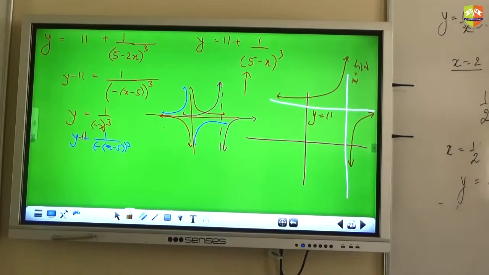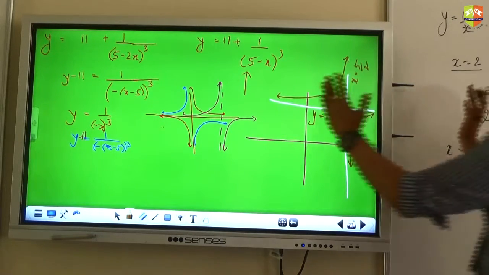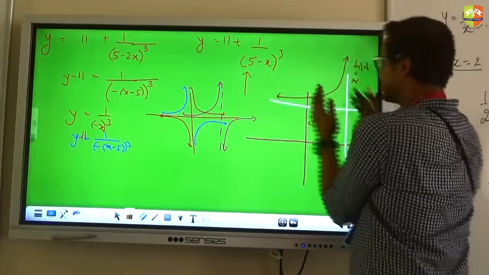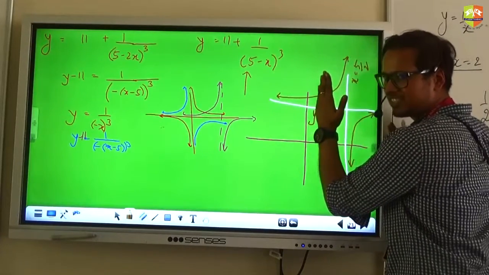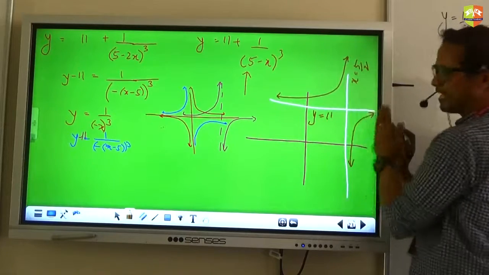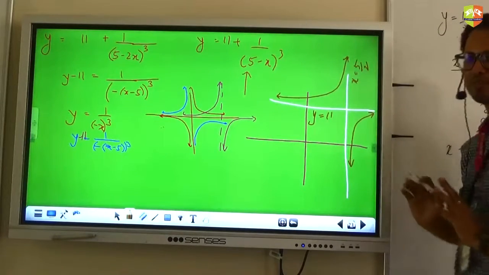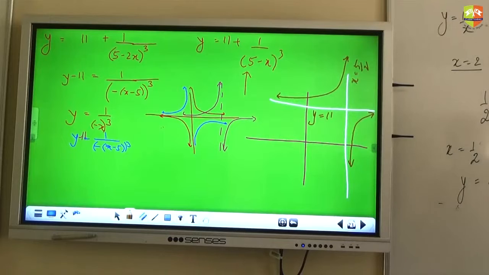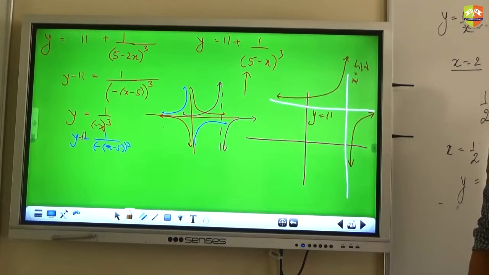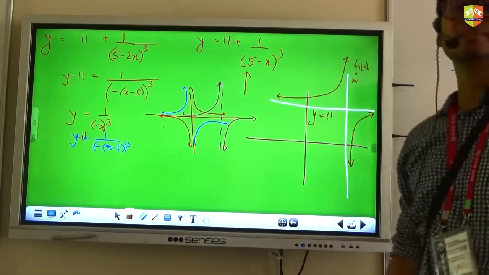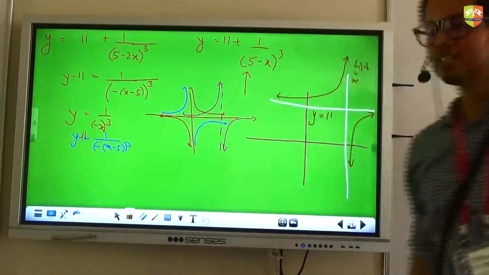So I didn't get it. See, I just shrunk the graph towards the y-axis. So this horizontal asymptote came half of its distance. Right? So instead of actually moving it, I just change it as y equal to 11 by 2. Is it fine? Can we check this on GeoGebra? Yes. All the questions that I would be giving you in the handouts, you can actually verify whether you have done it correctly by tracing it on GeoGebra.